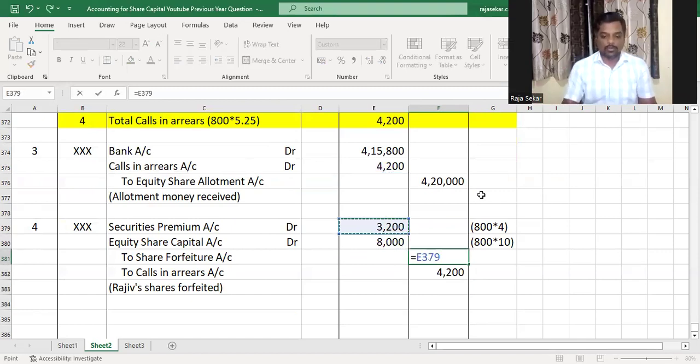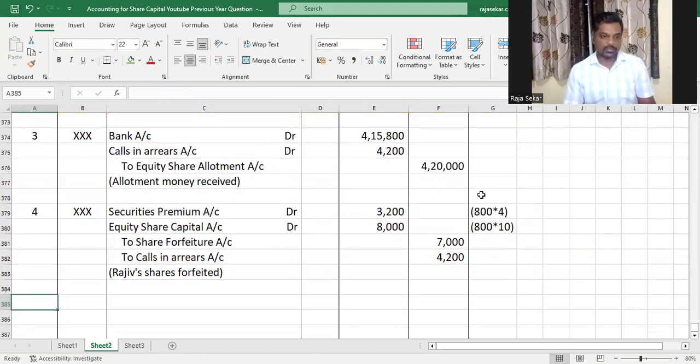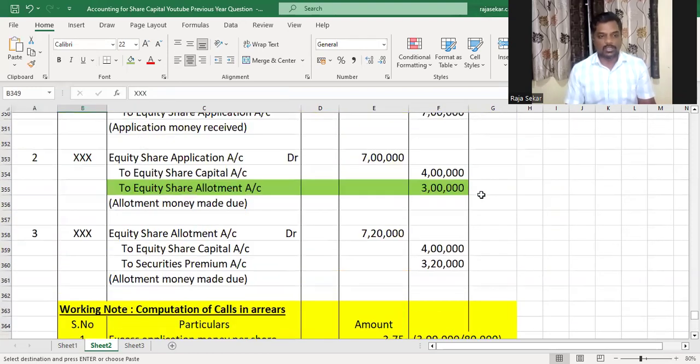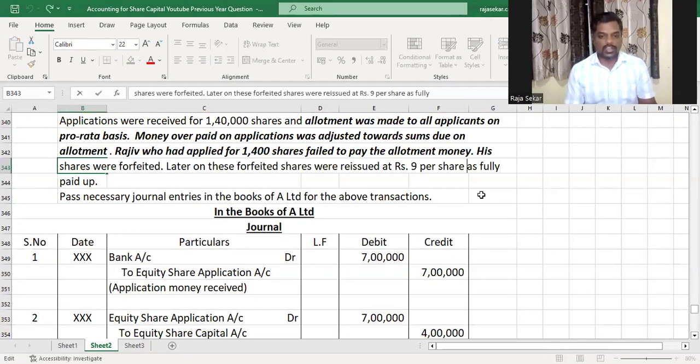So what will be your share forfeiture? It will be the balancing figure. So 8,000 plus 3,200 minus 4,200, which happens to be 7,000. Now these shares have also been reissued. The terms of reissue are clearly given in the question. Let's look at the question. The question says that later on, all of the forfeited shares were reissued at rupees 9 per share as fully paid up. So all the shares have been reissued at rupees 9 per share as fully paid up.